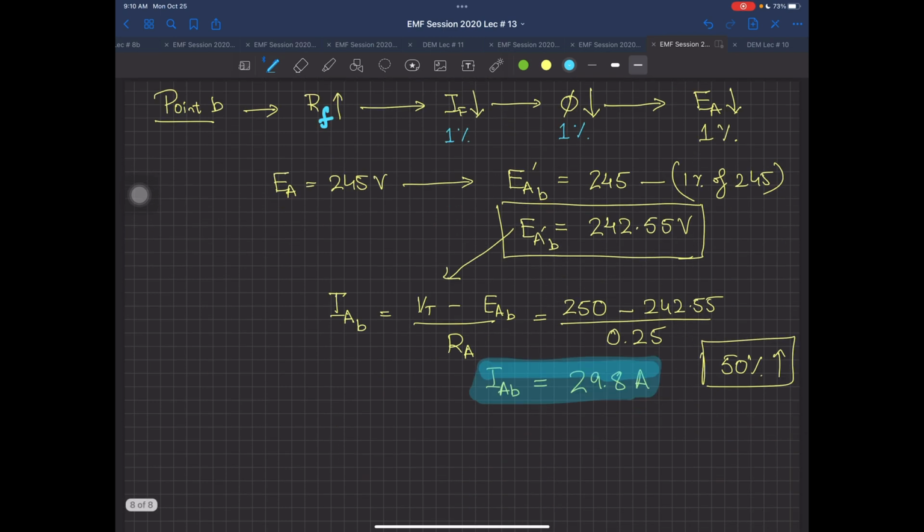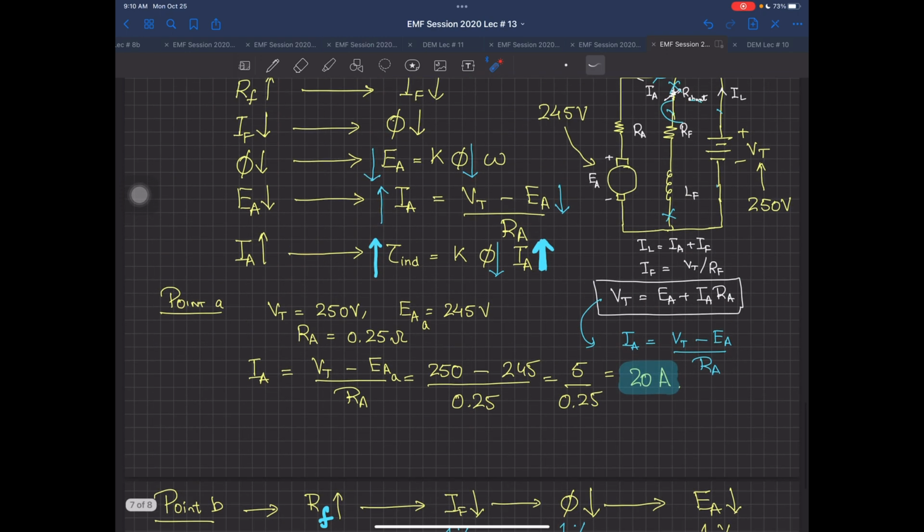Now when I plug this value again into this equation, I have IAB equal to 29.8 amperes. This is telling me that from 20 to 29.8, this is approximately 49 point something percent, or approximately a 50% increase. So a 1% decrease in flux means a 50% increase in IA. So the torque is actually increasing.